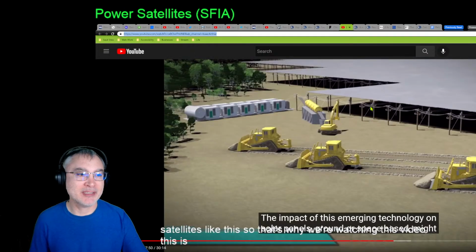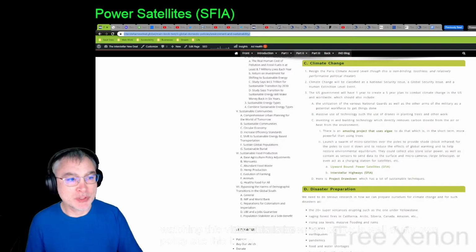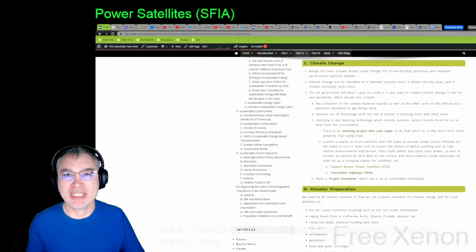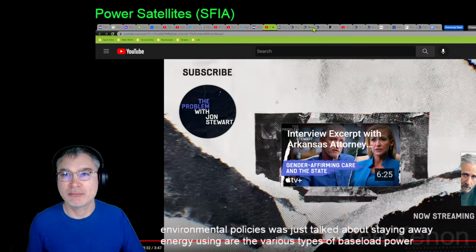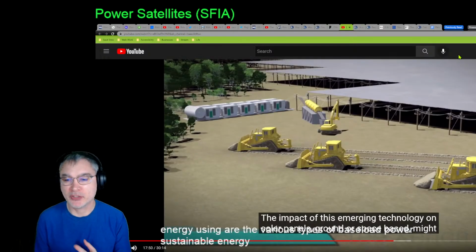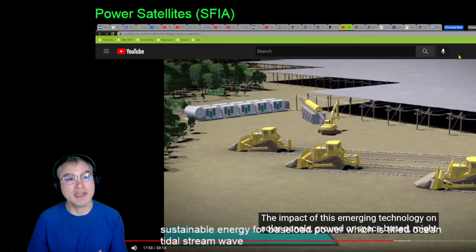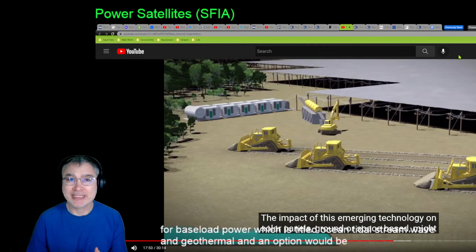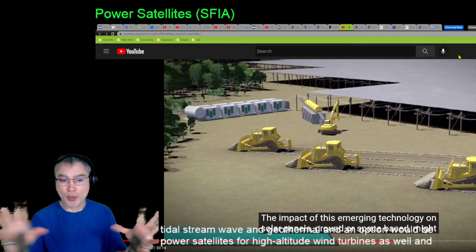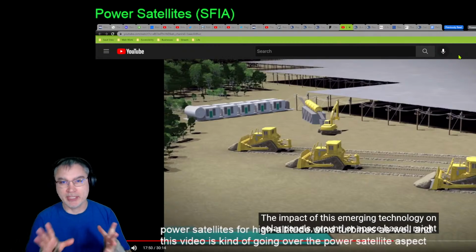This is in my policies as well. I have my own policy site. This is my environmental policies, which does talk about sustainable energy using the various types of baseload power. Various types of sustainable energy for baseload power, such as tidal, ocean, tidal stream, wave, and geothermal. And then another option would be power satellites or high-altitude wind turbines as well. And this video is kind of going over the power satellites aspect. It's a really good video.